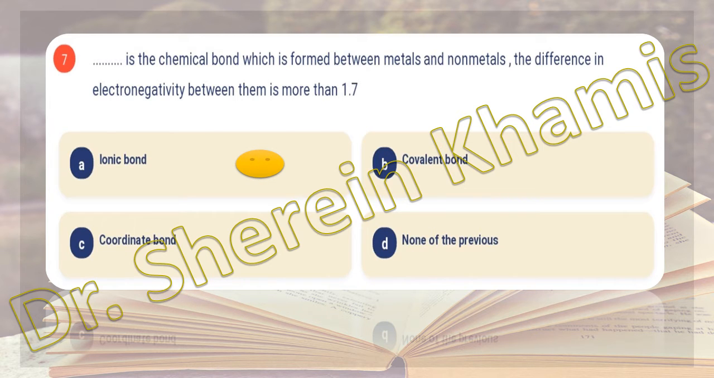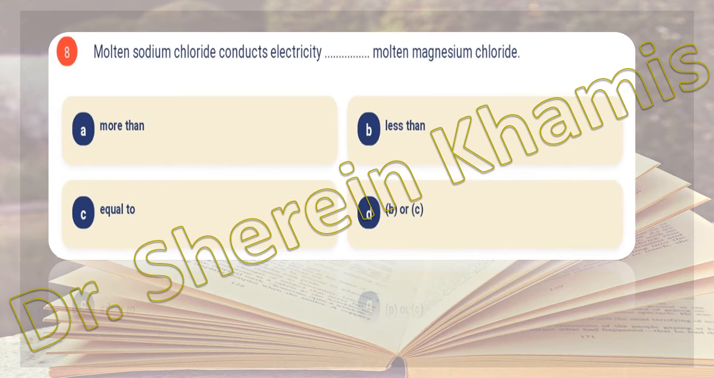Okay, different questions on the ionic bond at the beginning. Let's go into question 8. Question 8 says, does molten sodium chloride conduct electricity more, less, or equal to molten magnesium chloride?